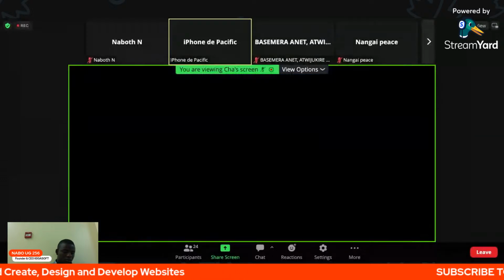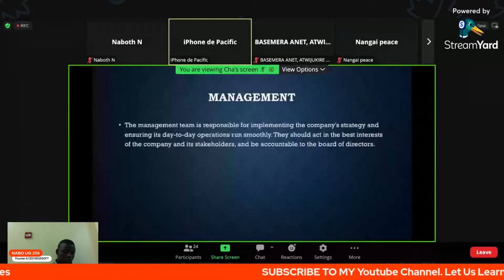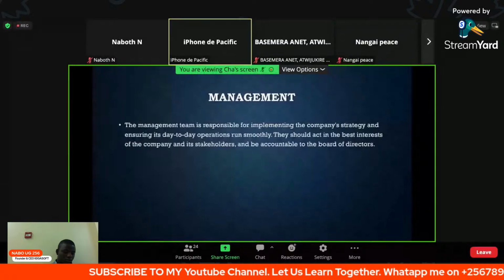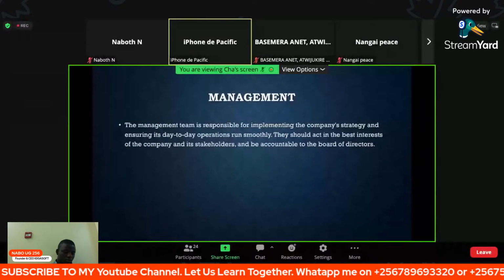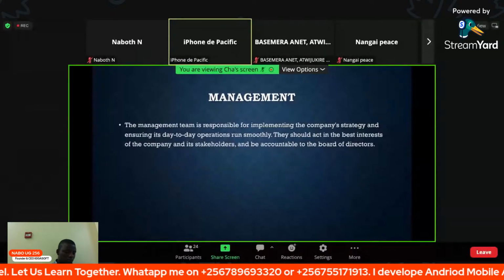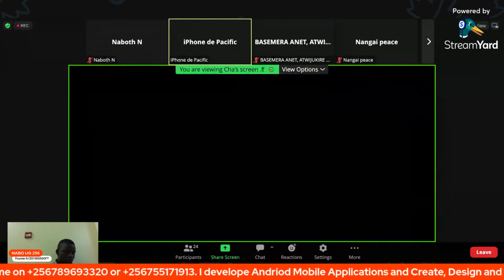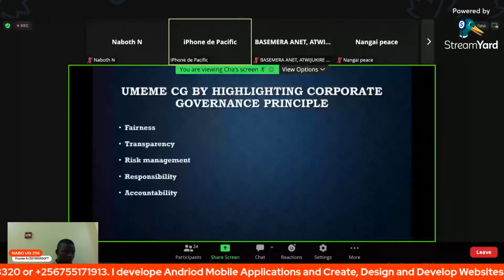Then the management team is responsible for implementing the company's strategy and ensuring its day-to-day operations run smoothly. They should act in the best interest of the company and its stakeholders and be accountable to the board of directors. I'll let my colleague take on the next part.